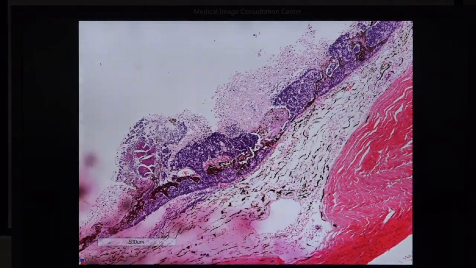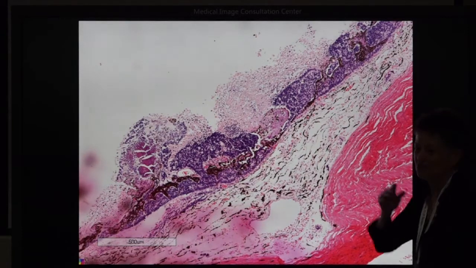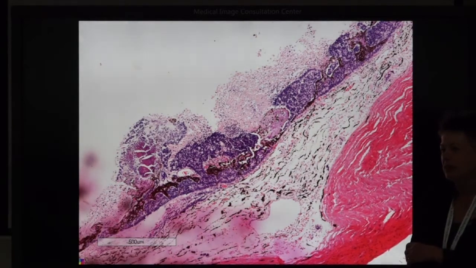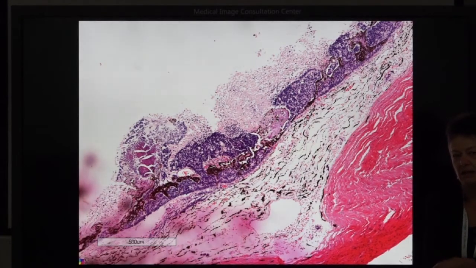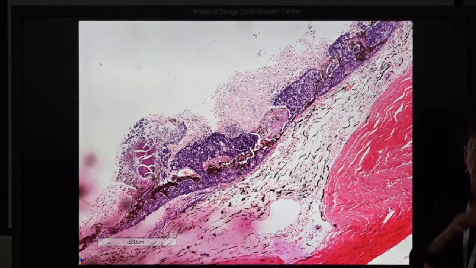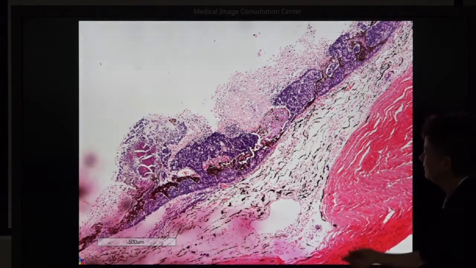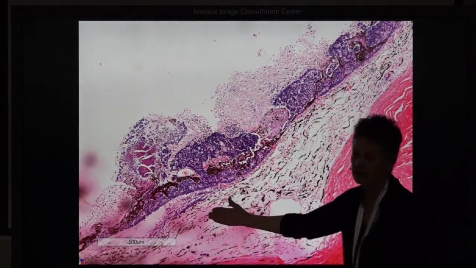So we also enucleated that eye, because the parents wanted the eye out to get rid of the cancer and not go through a lot of expensive invasive treatment. And this one was a very interesting controversy, because the neuropathologist does our eye pathology, retinoblastoma pathology. She actually is not very much trained in eye anatomy. So she read this as massive choroidal invasion.